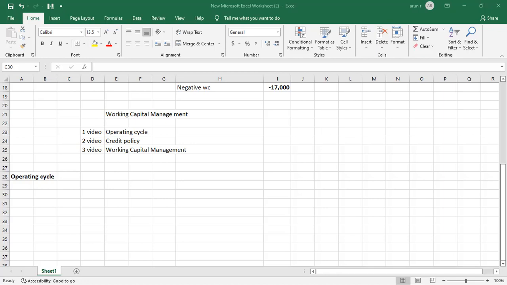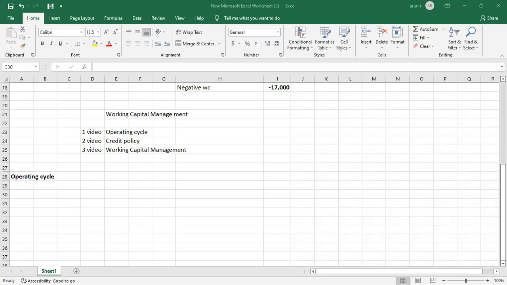Cost of goods sold during the year will be 30,000, and the average collection period is 8 lakh. Average collection period for the debtor is 40,000, sorry. Oh, okay, correct. Average collection period for the debtor is 8 lakh. Same I put. Okay, wait a second, I will recorrect it.